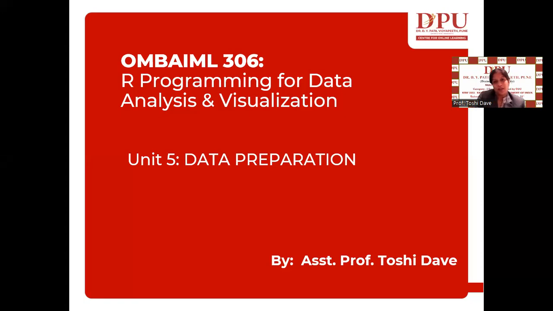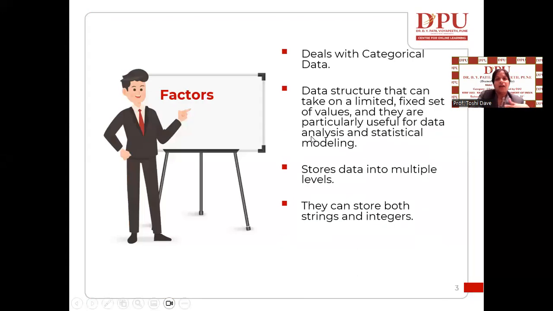Clear? So taking you forward with data preparation in R, you need to know about one of the data structures, that is vector. Earlier, you are aware of vectors, arrays, matrices, lists, and so on. But today, I'm going to introduce a new data structure, and the name of the data structure is factors. Now, what are factors? Factors are data structures that are created on categorical data only.